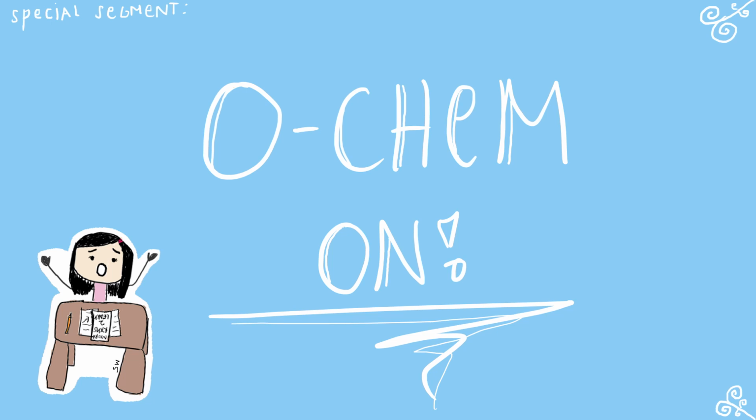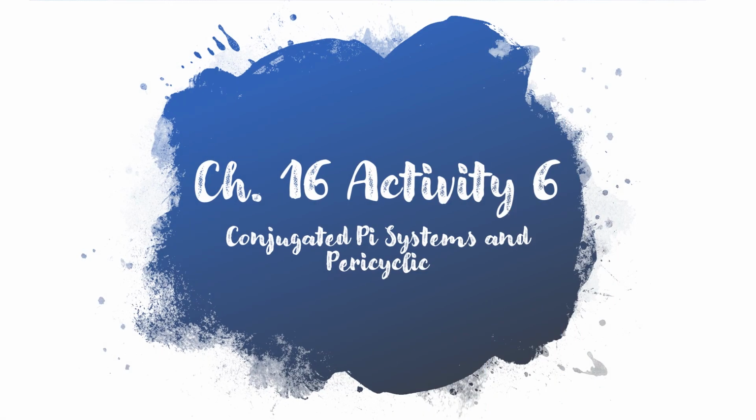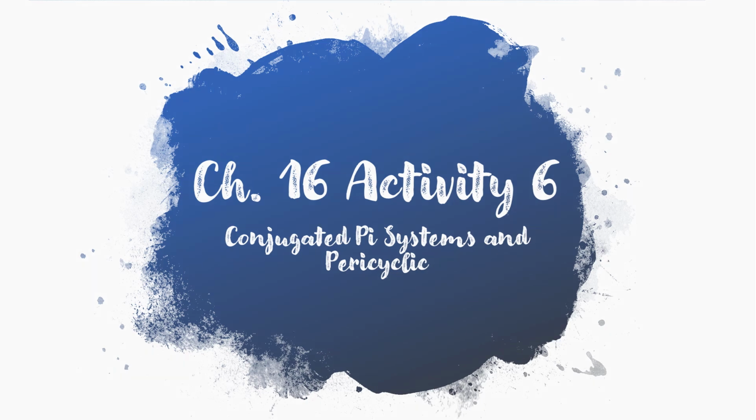Welcome to a special segment of Oh Come On! Today we will be going over Chapter 16, Activity 6, which is all about conjugated pi systems and pericyclic reactions. So let's get to it.